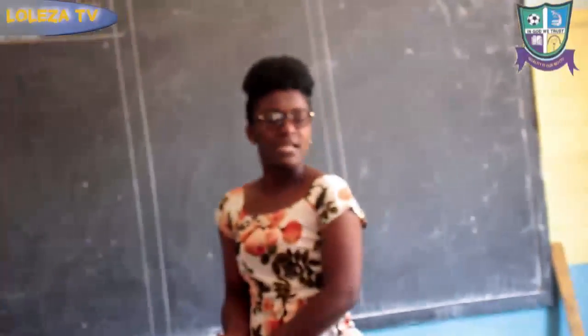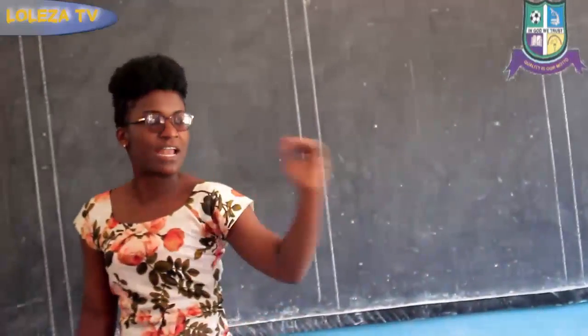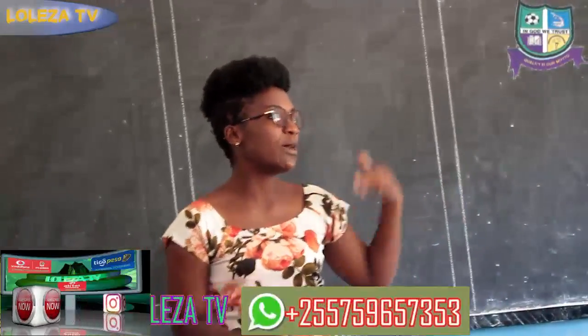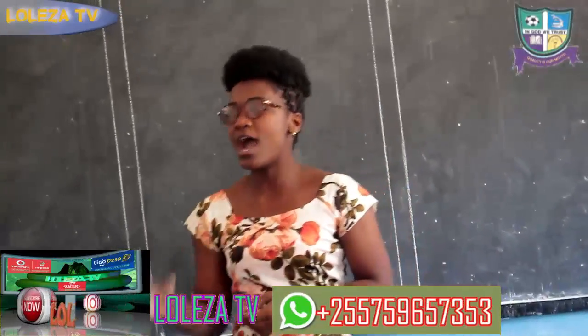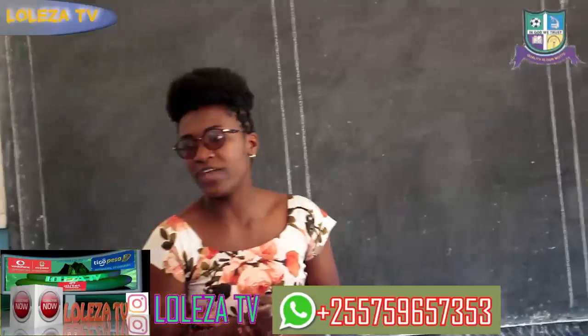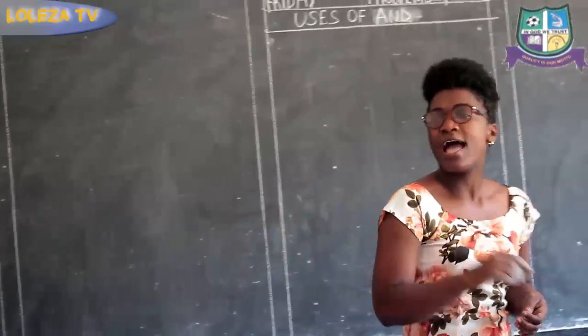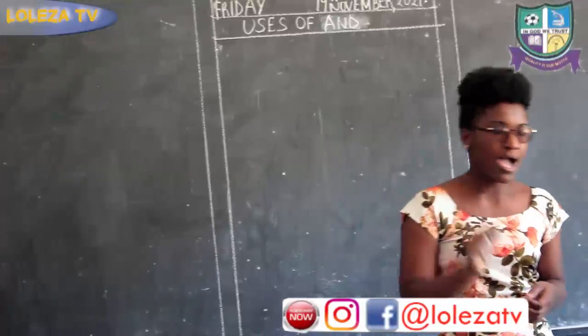Just because the first sentence was in the singular form, isn't it? Now we are putting them into two, isn't it? That means Faraja and Shama. Therefore, instead of using the word "is", we are using "are", because the sentence has come into plural. That's why Ruben said that Faraja and Shama are out.